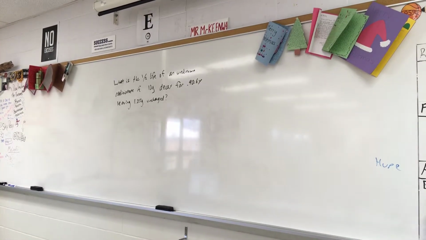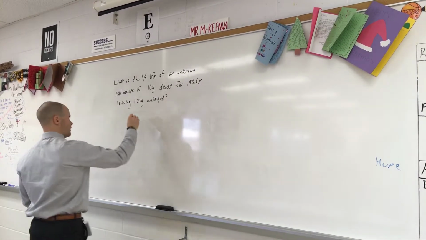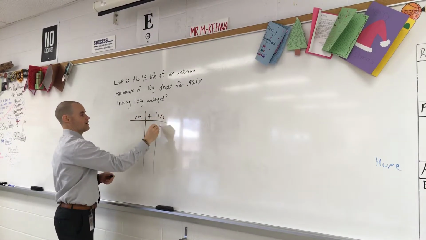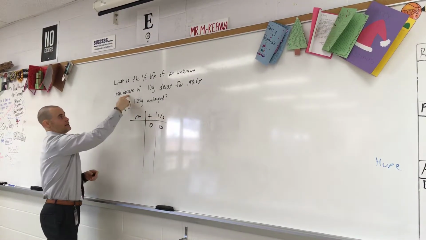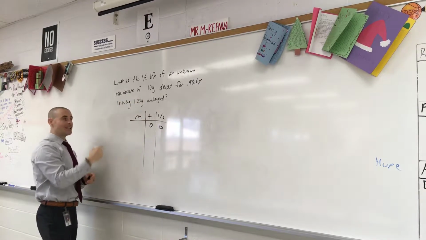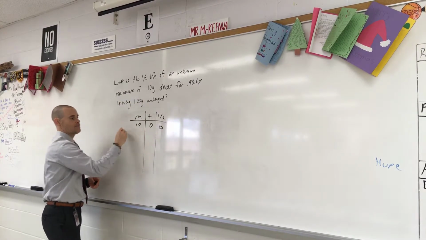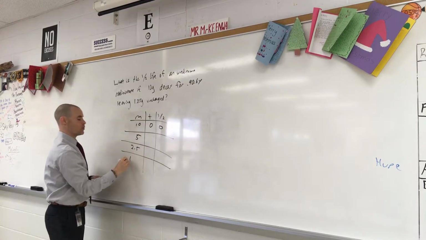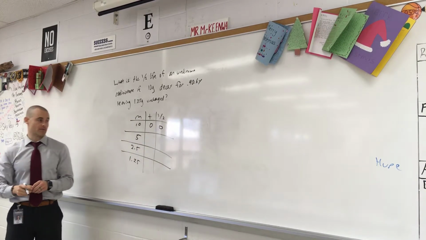Okay, here we go. All right, here's how we do this. Set up our chart: mass, time, half-life, 0, 0. It says if 10 grams decay. So we start with 10, we go to 5, we go to 2.5, we go to 1.25 grams.